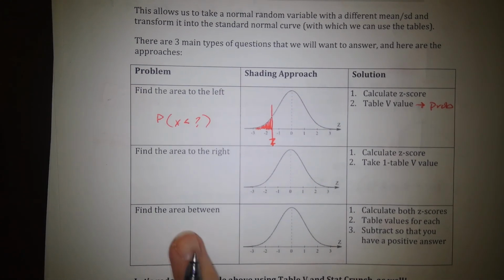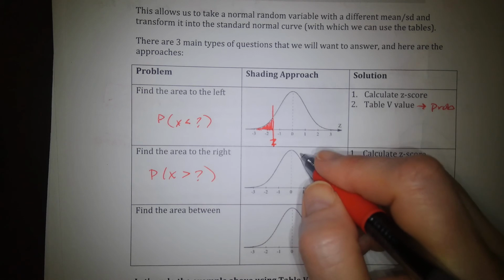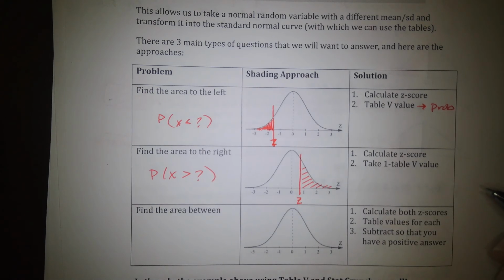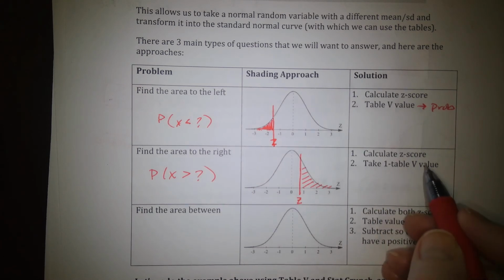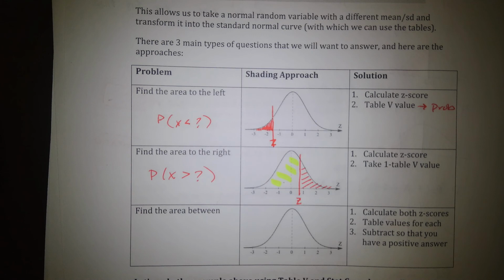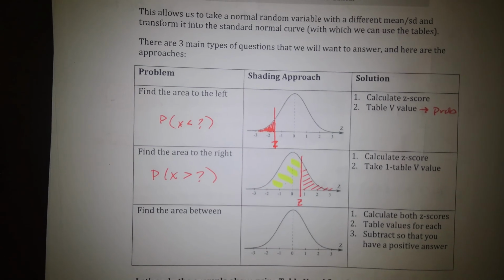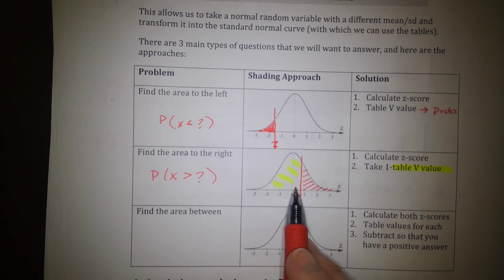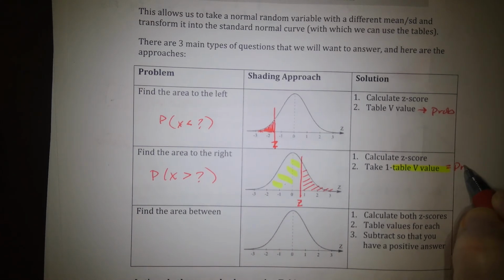Another way to do that is if you wanted to find the area to the right of a number, which means x is greater than some number. So let's pretend that the value is over here, and we're looking for the area to the right of that number. First we calculate this z-score. Then we do 1 minus whatever the table value is, because the table will always give us area to the left, but we don't want the area to the left. We want the area to the right, so we take 1 minus the probability that you find in the table. The two sides add up to 100%. So if I take 100% and I subtract the yellow area, I'm going to end up with the red area, and that will give me my probability.